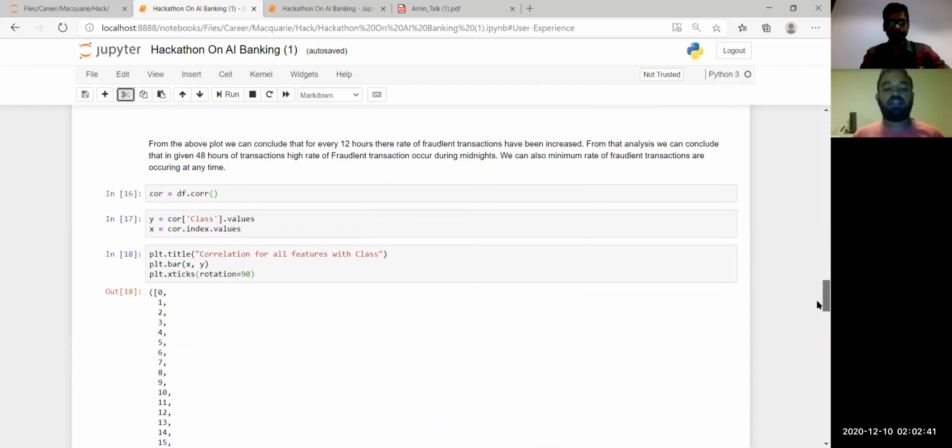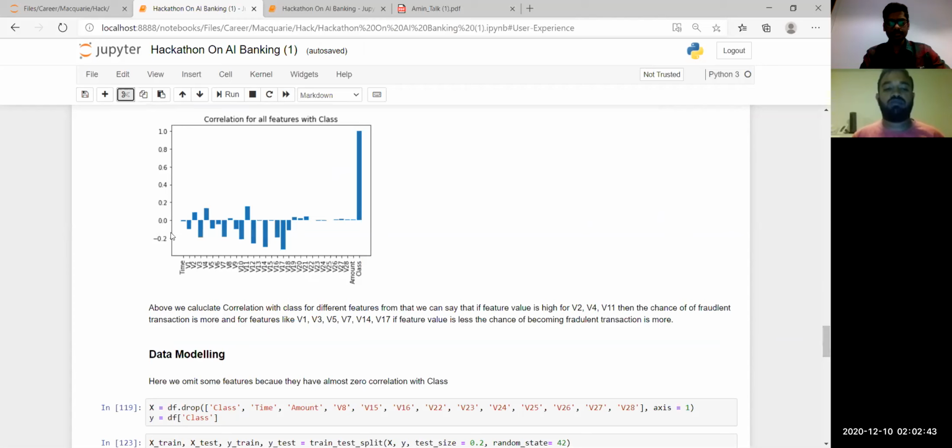Another analysis we made was a correlation of all the features with the class. In this analysis, we got to know that time and amount have the least impact on the class. For features such as V2, V4, V11, if these features increase, then the chance of a fraudulent transaction is higher. For features such as V1, V3, V5, V7, V14, and V17, if these features decrease, the chance of a fraudulent transaction is higher. So we use these features for modeling the data.